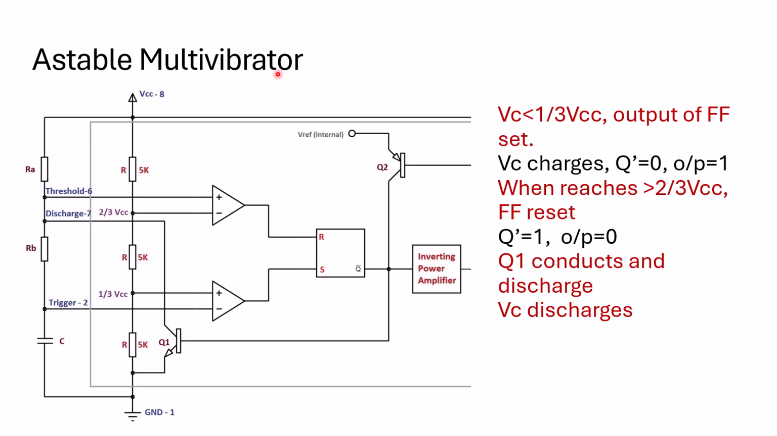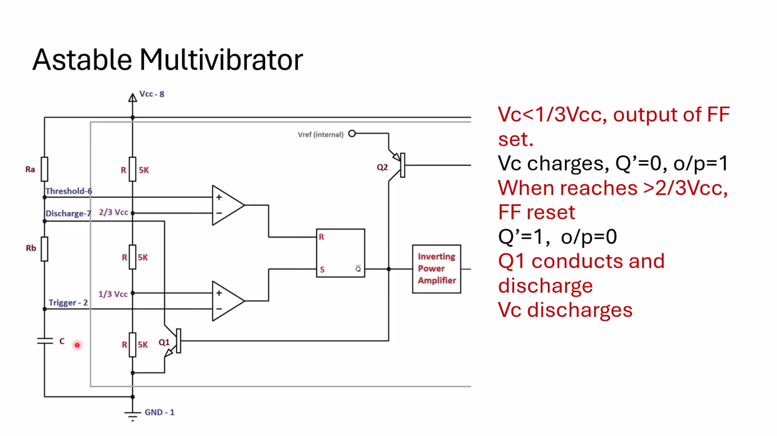The block diagram of your astable multivibrator is this. You can compare it with the previous block diagram. When you compare it, you can see that two resistances, RA and RB, and a capacitor are connected additionally in the circuit. Let me see how the circuit is going to work.